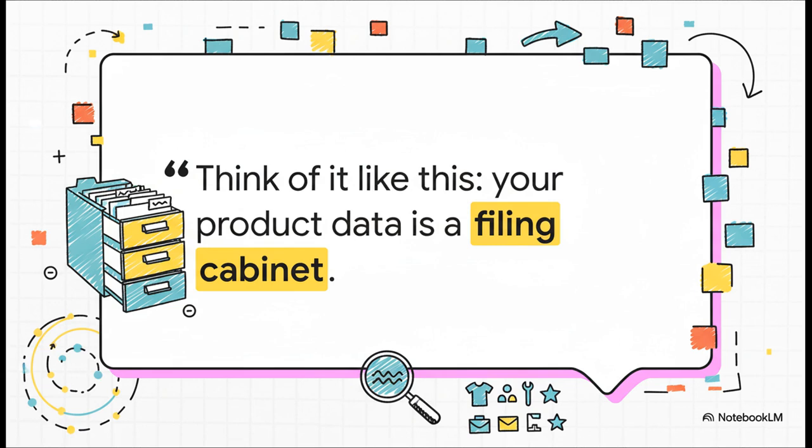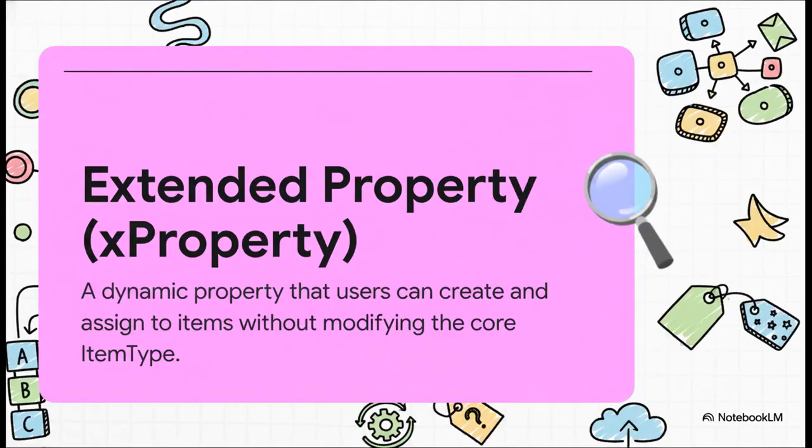Just picture a physical filing cabinet full of all your product data. In Aras, these dynamic little fields are called extended properties, or X properties for short. The best way to think of them is like custom sticky notes. You can just create a new sticky note for anything you need to track, RoHS compliant, material finish, voltage rating, and just slap it right onto a file, or in this case, a product item.